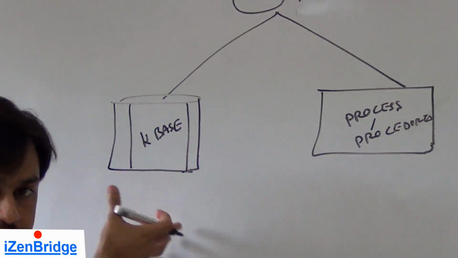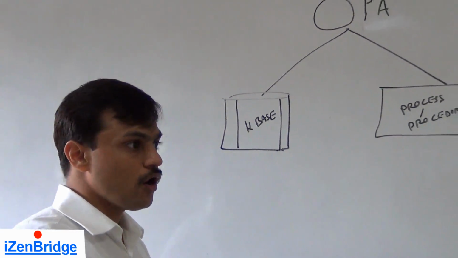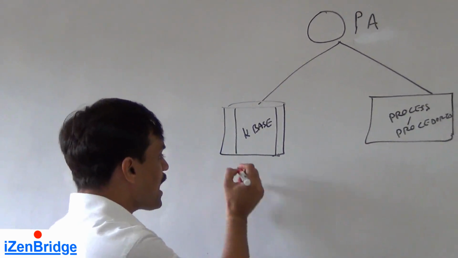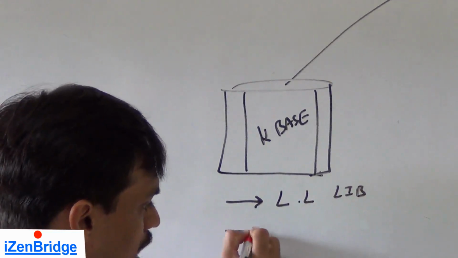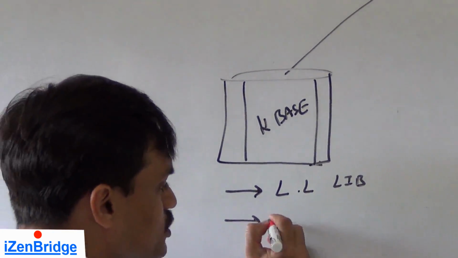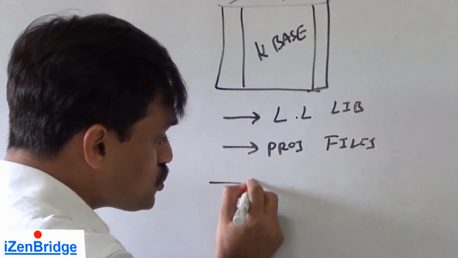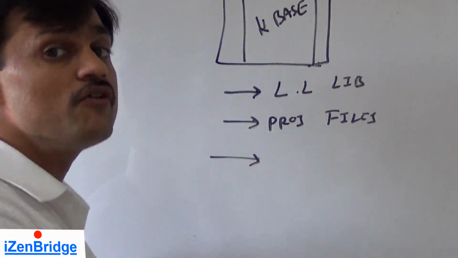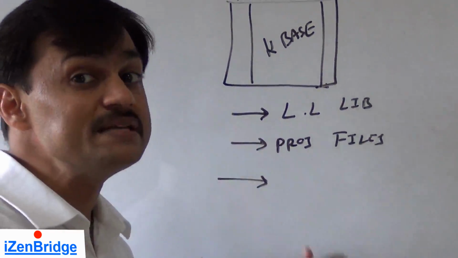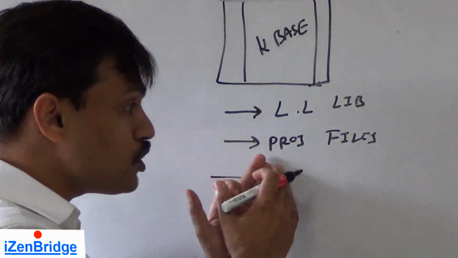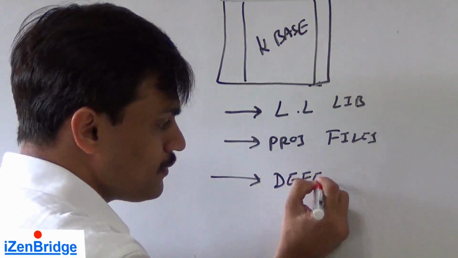Now, what is this knowledge base? At an organization level, you have information of previously done projects. So you have a lessons learned library. You have project files of previously executed projects. You have history of defects and issues. So if I am working on a new project, and there was a previous project of a similar nature, I can look at project files, lessons learned and defect history to get some idea.